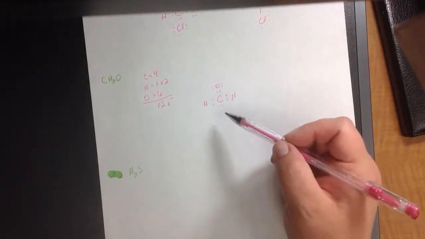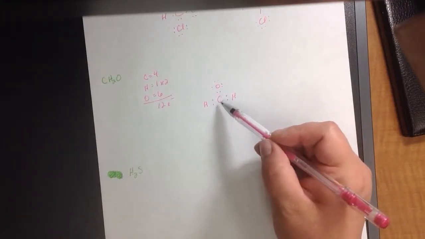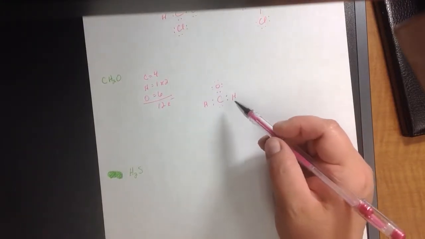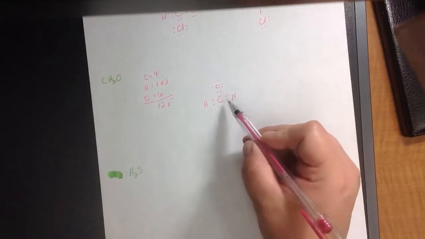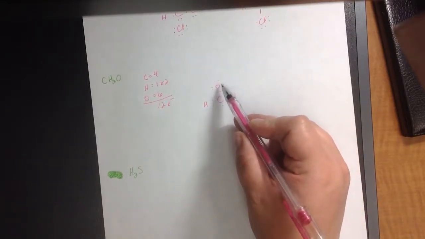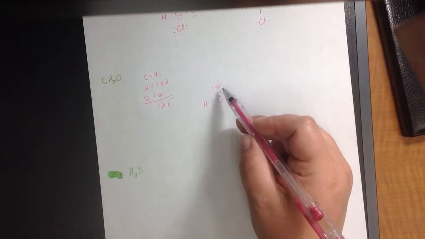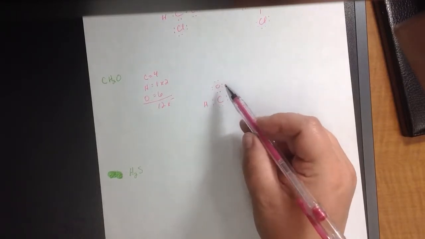Okay, let's see. This looks happy. Hydrogens look happy. Carbon here looks happy. Oxygen there looks happy. Let's count. Make sure we have 12 valence electrons. 2, 4, 6, 8, 10, 12, 14.